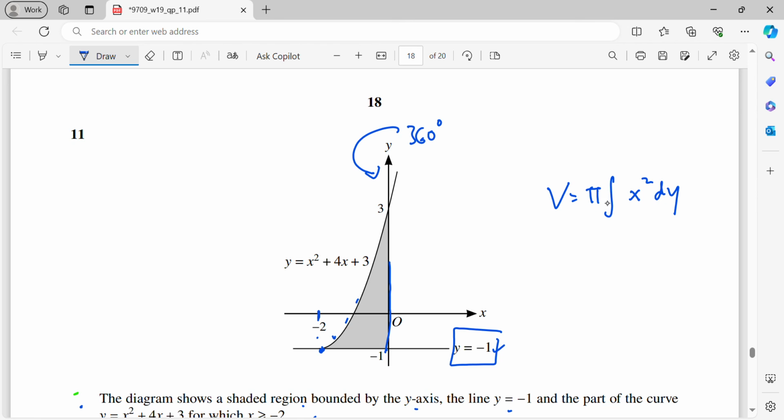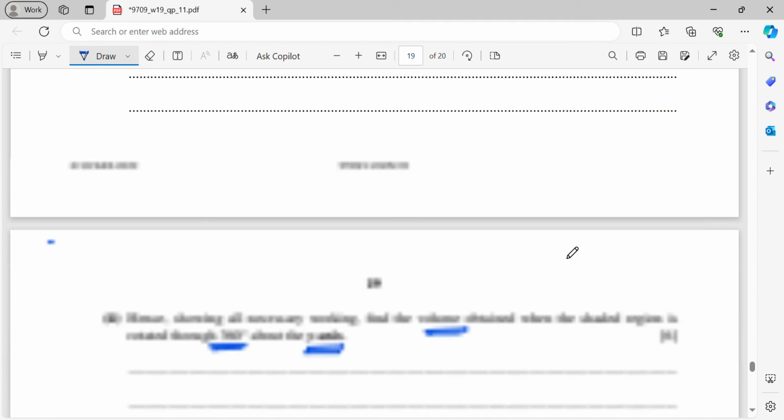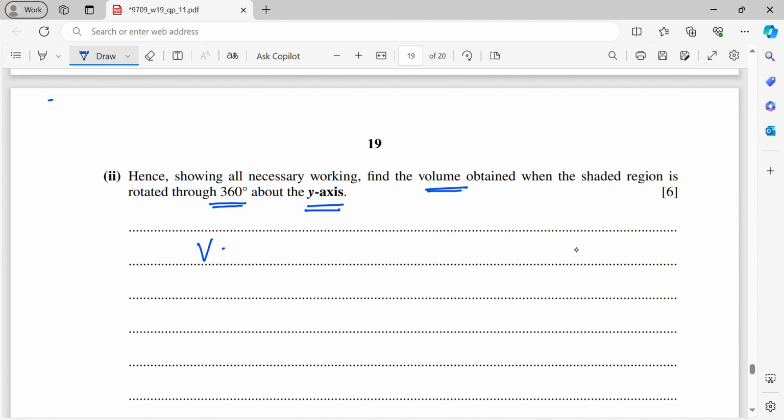Oh, sorry, we are not looking for the x value because here it is dy. We are looking for the y value, so the y value goes from minus 1 to 3. My mistake just now. Minus 1 to 3. Because we are integrating with respect to y, I will write my volume equals pi integrate from minus 1 to 3 x squared dy.